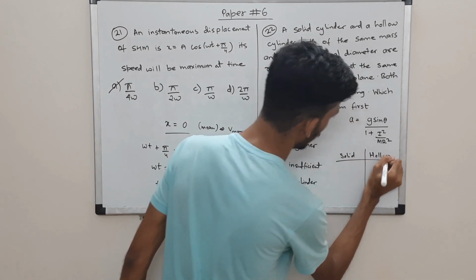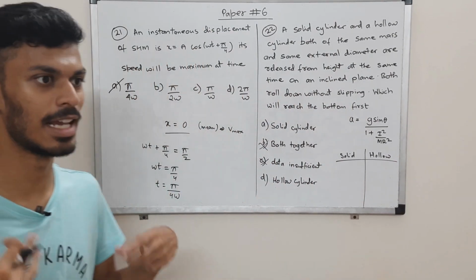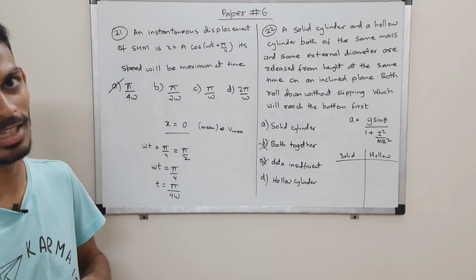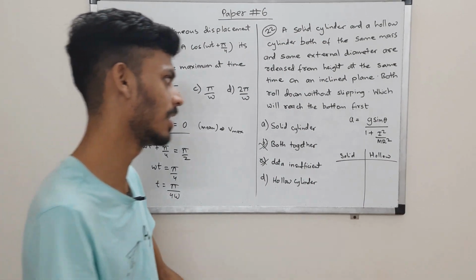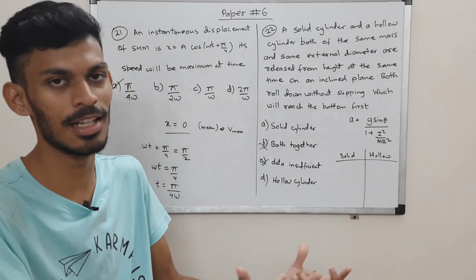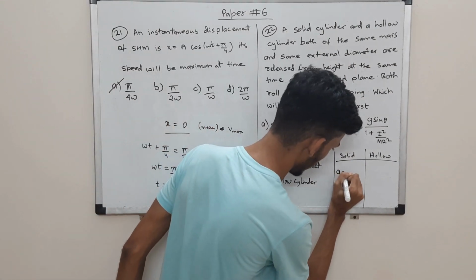So remember that the one that has higher acceleration will reach the bottom first, right? It is accelerated faster as compared to the other. So higher acceleration, lesser time. Acceleration and time are inversely proportional. They are beginning at rest, so the one which is accelerated faster will reach the bottom first. So with that being said, let's do it.